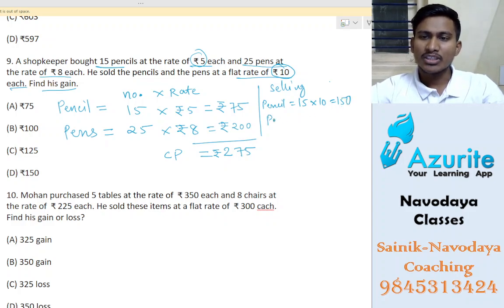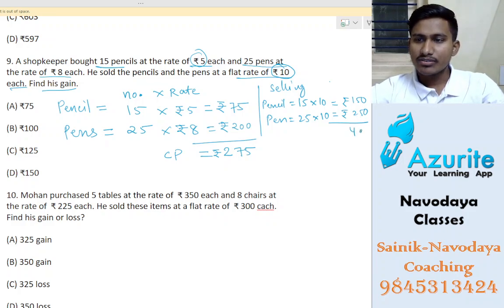Now pens, how many pens are there? 25 pens into 10 rupees. So it will be how many rupees? 250 rupees. This is here 150 rupees and this is here 250 rupees. Total how much? Yes?